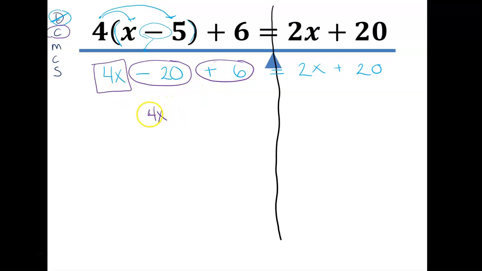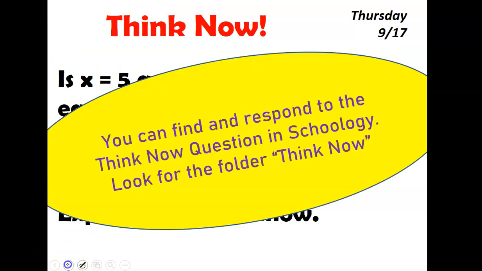So the 4x I have to leave alone. He doesn't have a friend over here. But the minus 20 and the plus 6 I can combine into a minus 14. Okay, there's my equal sign. See, I didn't lose him. Over here, I have a 2x, which is a letter term, and I have a 20, which is a number term. No combining to be done. Can't combine a letter with a number, so we're just going to leave it as it is. Okay, so there's my combine step. Combine on the left, combine on the right.